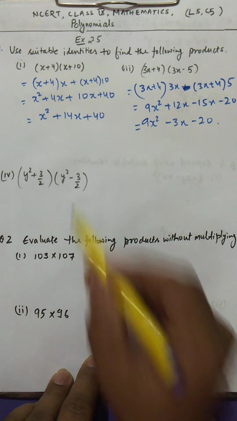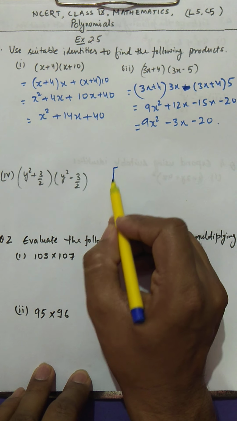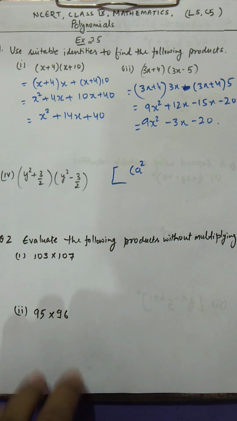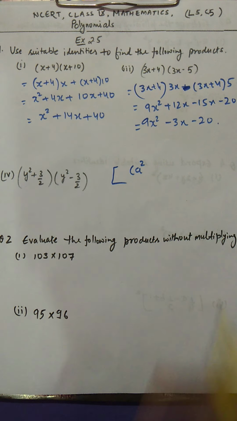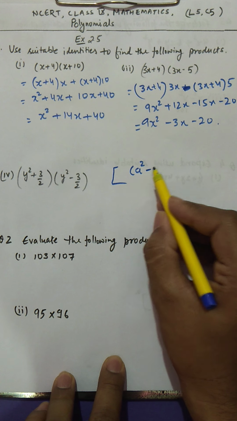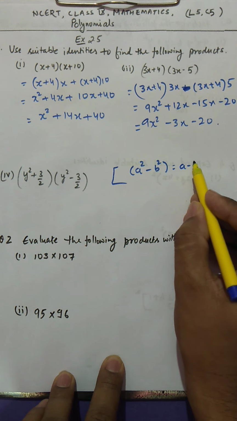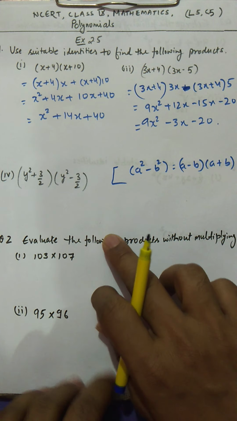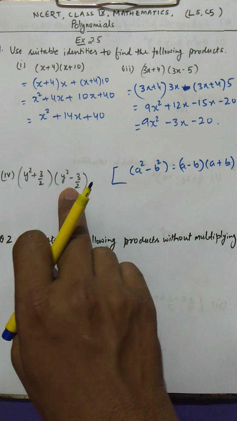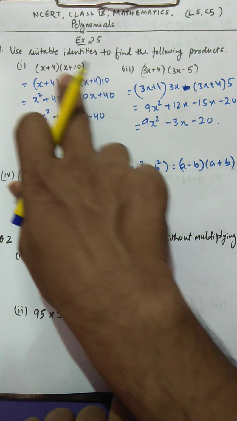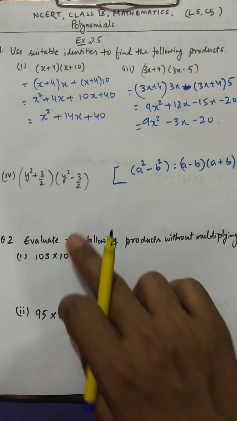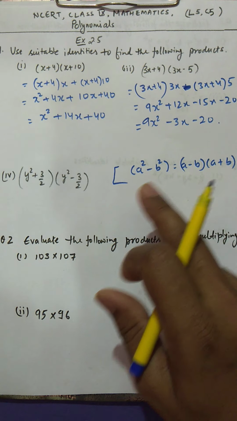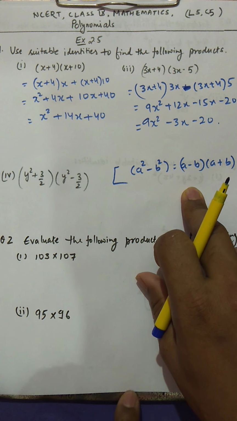Now come to this. For this I am using the identity, but that can also be simplified with the help of distributive property. So a square minus b square is equal to a minus b, a plus b. So this is completely fine. If you use distributive property, you open the brackets directly, like we have opened here using distributive law, you will get the same answer with the help of distributive property, or you can apply this identity as well.